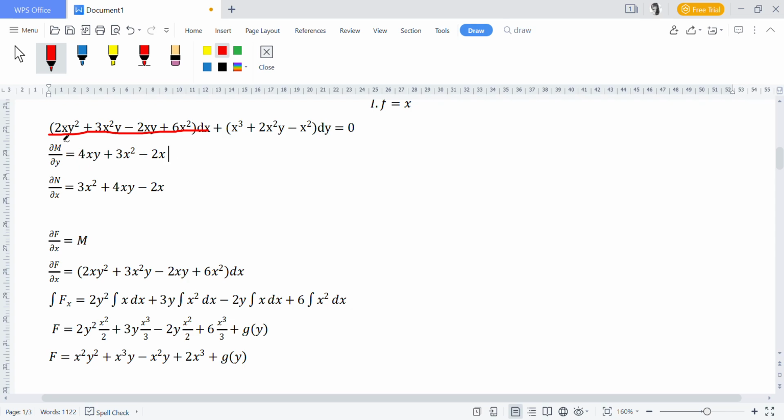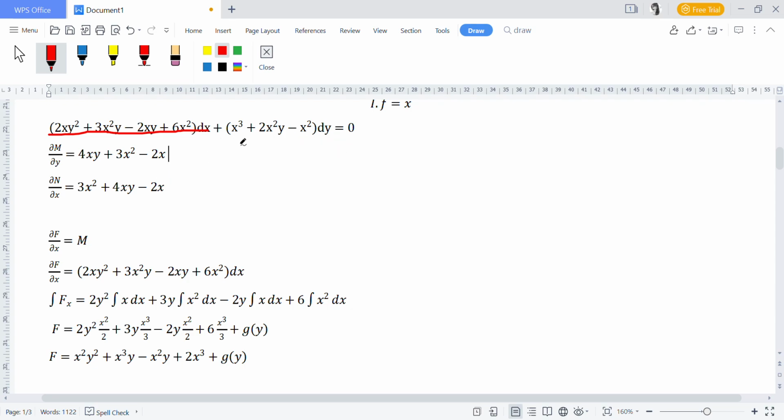So, the derivative of 2xy squared is 4xy, and the derivative of 3x squared y is simply 3x squared, and the derivative of negative 2xy is negative 2x, and the derivative of 6x squared is 0. Now, let's solve for the partial of N in terms of x. The derivative using this equation.